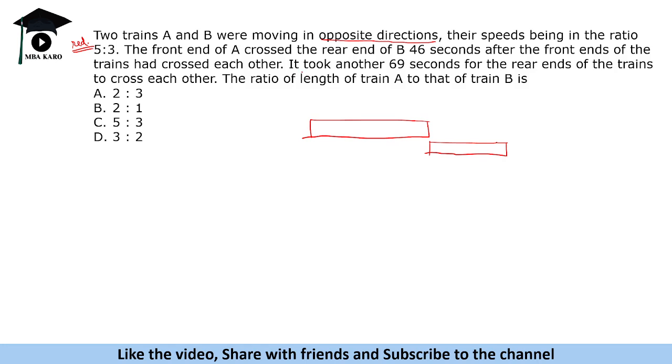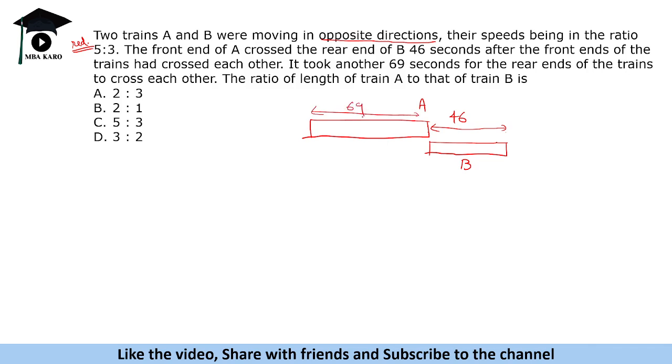See, it is saying that it took, let's say this is train A and this is train B. Okay. It says that the front end of train A crossed the rear end of train B in 46 seconds. So it took 46 seconds to cover this. Okay, it took 46 seconds and it took another 69 seconds for the rear ends of the trains to cross each other. So in 46 seconds it reached from here to here and it took 69 seconds to cross its length.